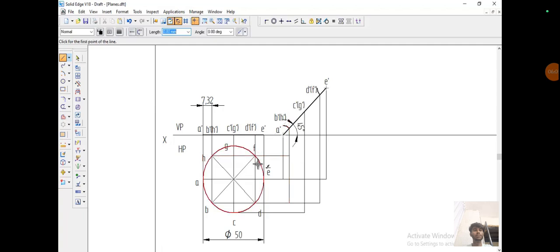B dash to B dash and also extend to H dash. Next G dash to G dash, next A to A, next B, next C, next D, and next E, next F, next last one G, last one H.